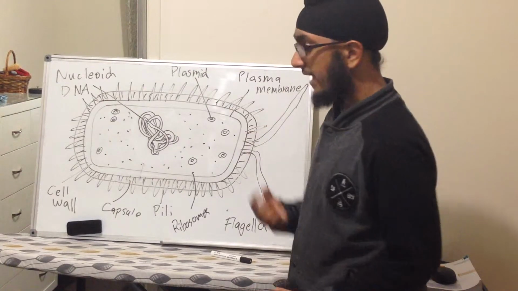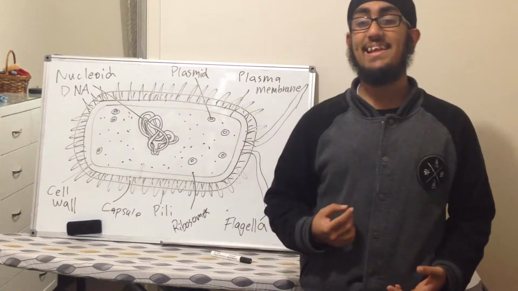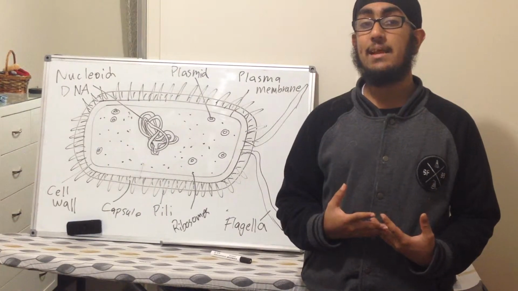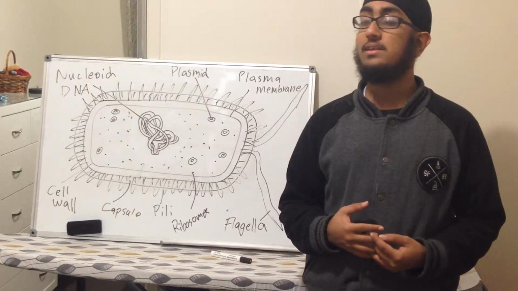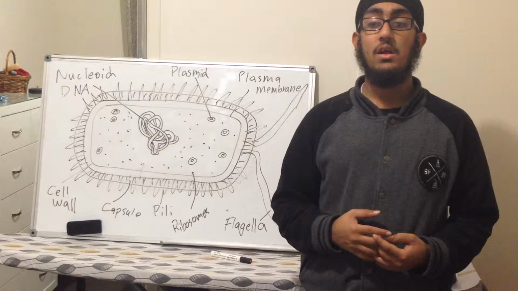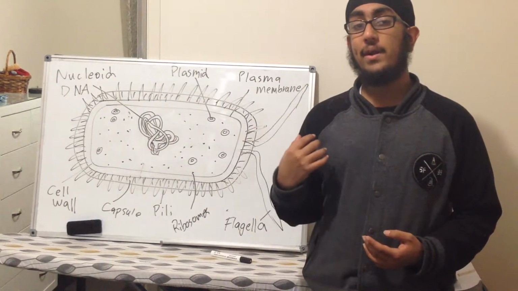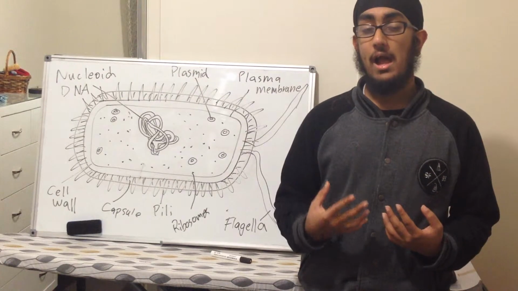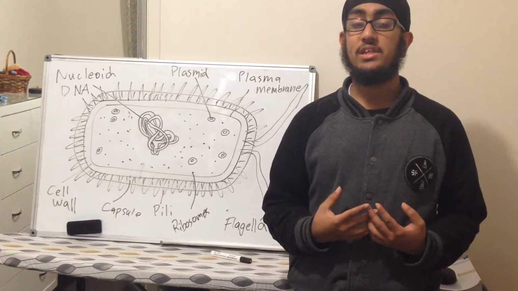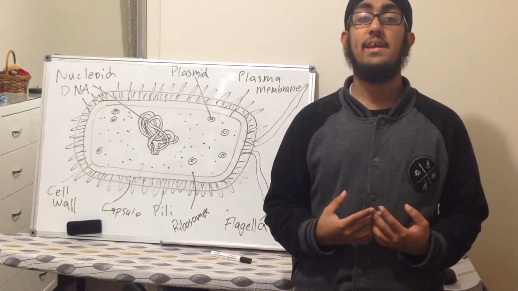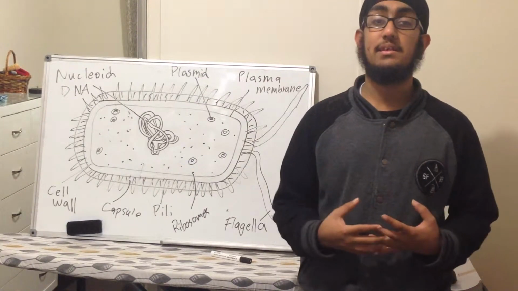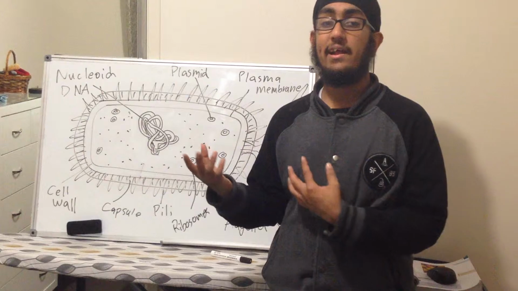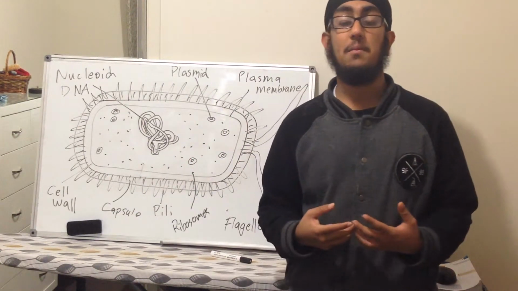It actually protects the cell and maintains its shape like in plant cells, but they do not contain the same composition as plant cells. In prokaryotic cells, it is composed of a carbohydrate protein complex, which is called a peptidoglycan. So peptide means from proteins, like peptides, and glycan like glucose from carbohydrates.